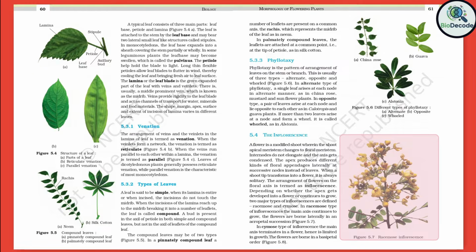This figure shows racemose inflorescence, where the main axis continues to grow indefinitely. The flowers develop laterally in an acropetal sequence, meaning the oldest flowers are at the base and the youngest at the top. Examples include mustard and radish. This type allows continuous flowering and extended periods of pollination.